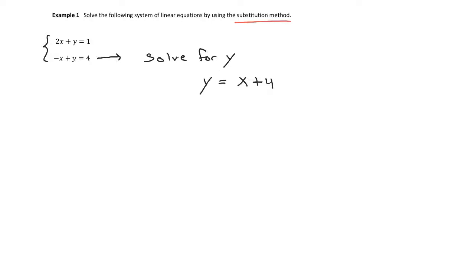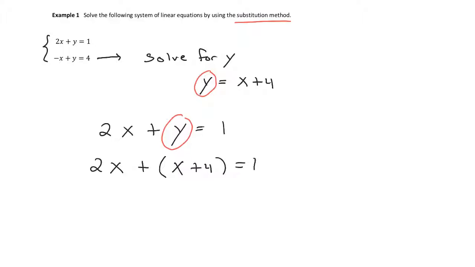I can now go back to the first equation, which is 2x plus y is equal to 1. Wherever I see a y, I can replace it with what it is equal to in terms of x. That means I take 2x, and wherever I see this y, I plug in my second equation, which is x plus 4. It's called the substitution method because I took one equation, solved it for y, plugged that into the other equation, and wound up with this: 2x plus x plus 4 is equal to 1.